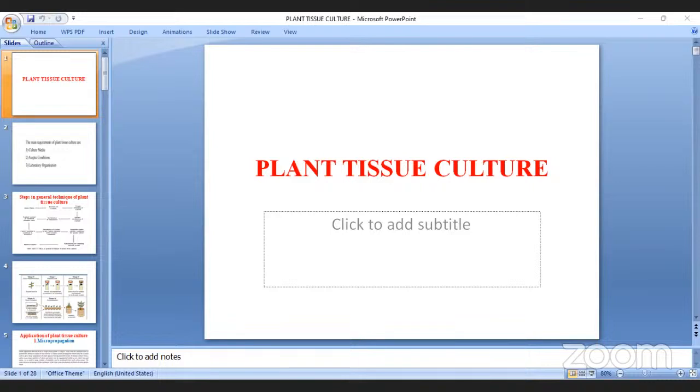So the first application is micropropagation. What is micropropagation? Micro means small, and propagation means the number of plants formed. That means one plant to another plant, another plant to another, like this. When more than one plant is formed within a short period, that is called micropropagation.